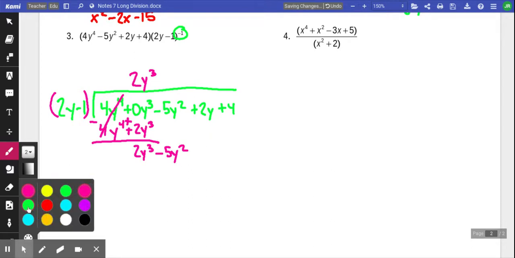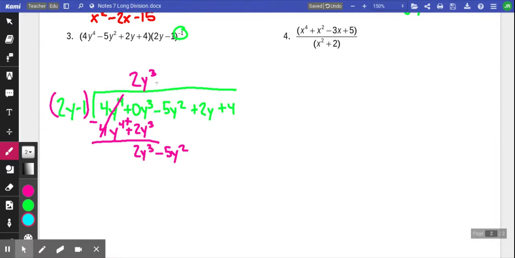And then I ask myself, 2y times what gives me 2y to the third? Well, the 2's already match, but this is y to the first, and I need y to the third. So that means that I need to multiply by positive y to the second power. And again, if you get these lined up, looking to see what comes next is kind of an indicator for what term, what variable, and what exponent you're going to be multiplying by. So y to the second times 2y is going to be 2y to the third. And then y to the second times negative 1 is negative 1y to the second.